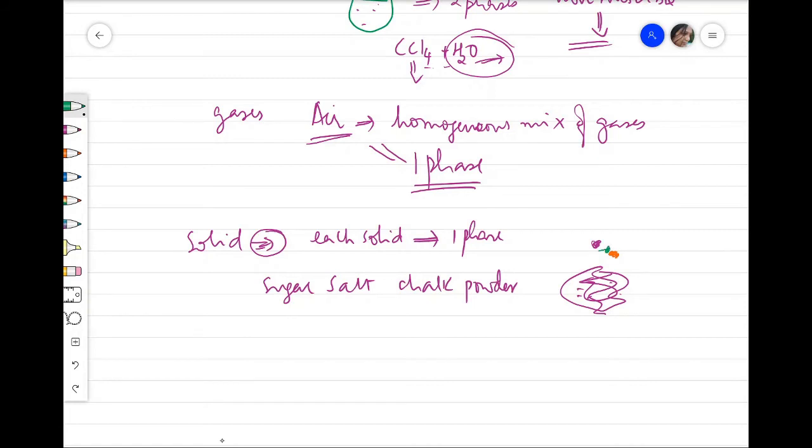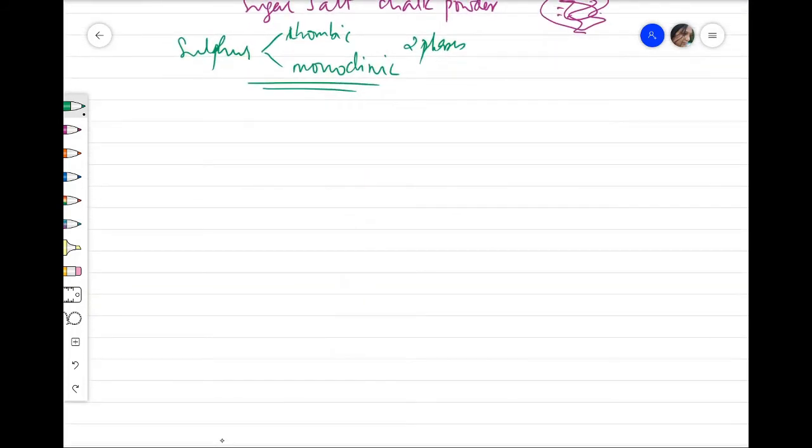So each solid comprises a separate phase. Even if you take sulfur, sulfur has two forms, rhombic and monoclinic. Look here, if you ask how many phases, 2 phases. So even the allotropic forms are different, however many there are, they all will constitute separate phases. Okay, so that is about the definition of phase.